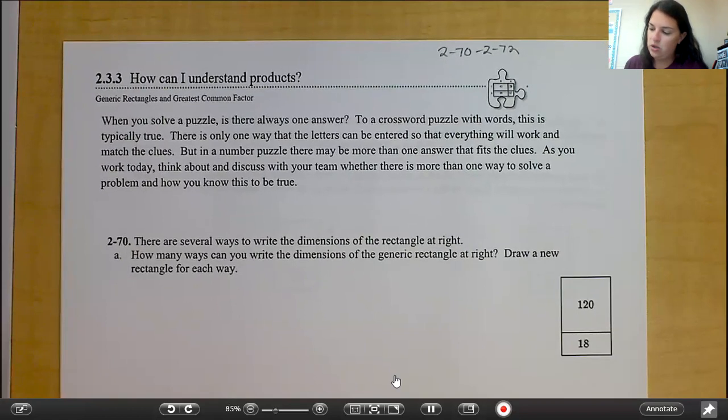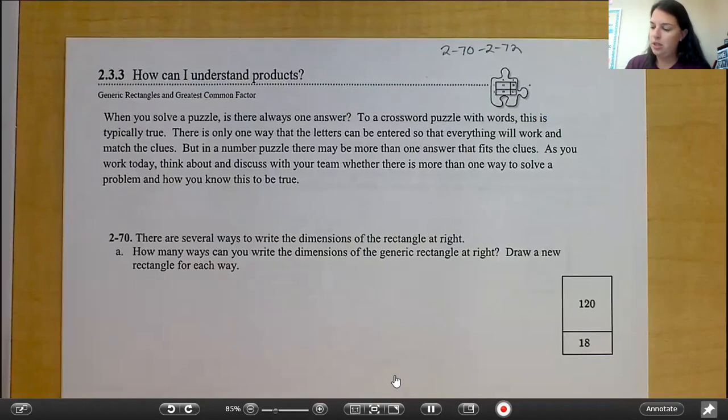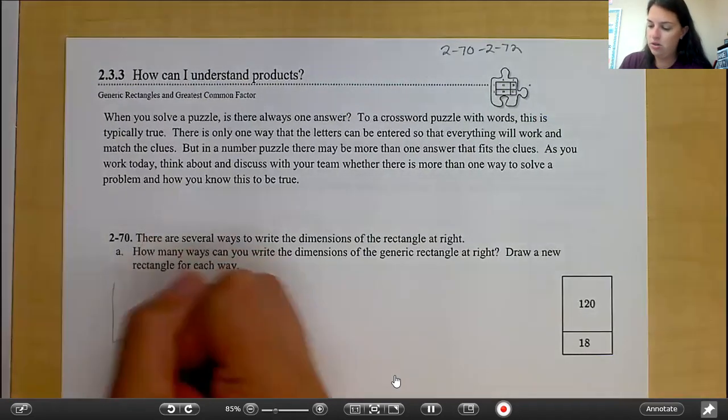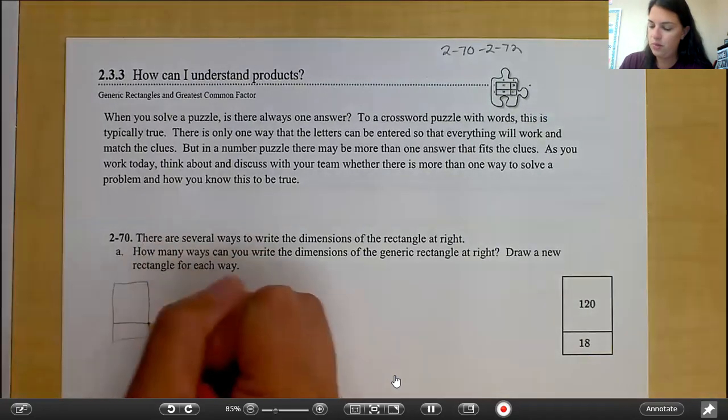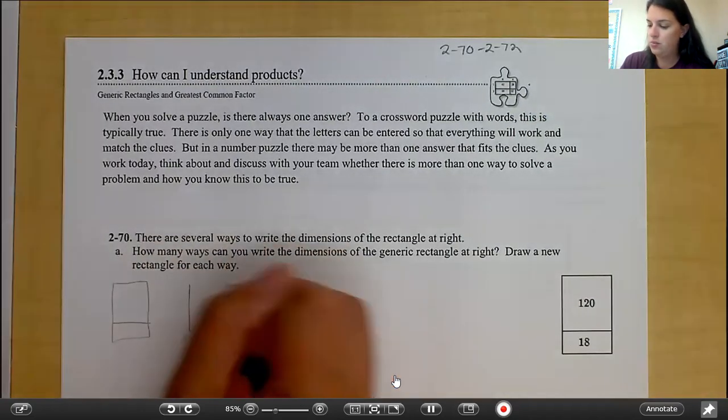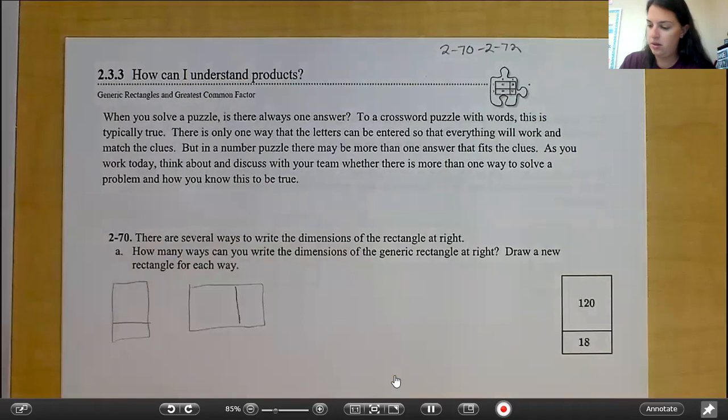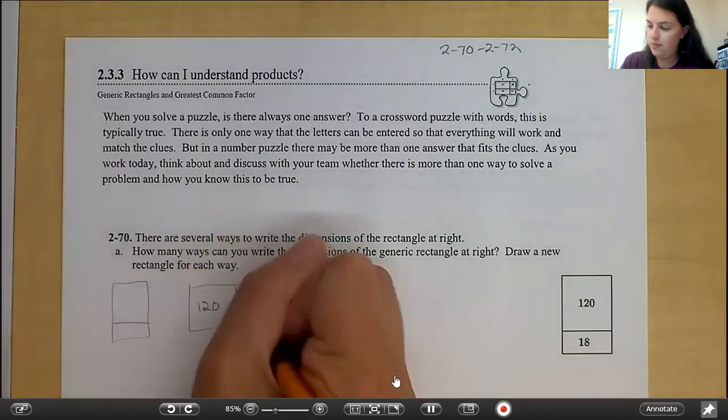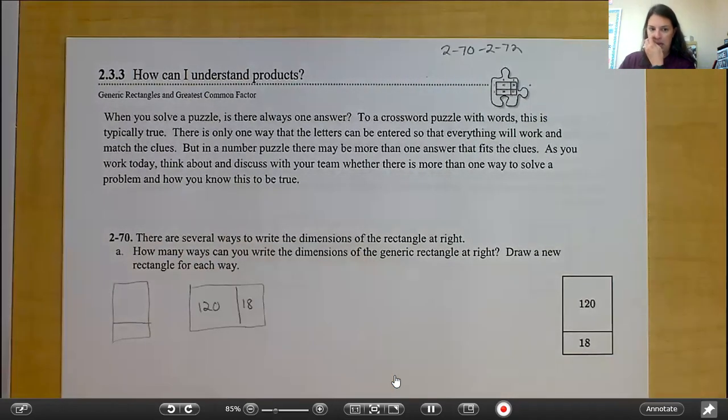270. There are several ways to write the dimensions of a rectangle at right. How many ways can you write the dimensions of the generic rectangle at right? Draw a new rectangle for each way. So there are a couple things you could do here for 270. You can continue to draw your rectangles this way, or you can switch them and draw them this way. But you want it to be 120 and 18. So go ahead and pause the video and work on that.